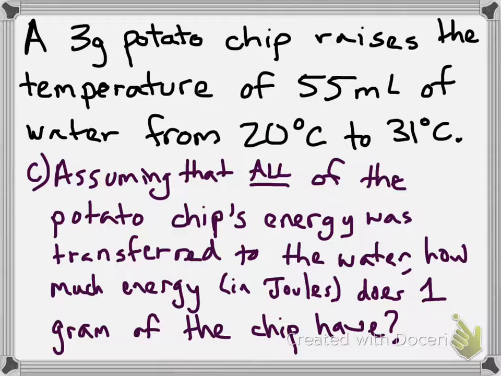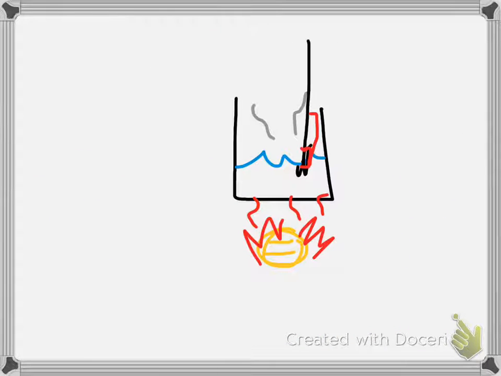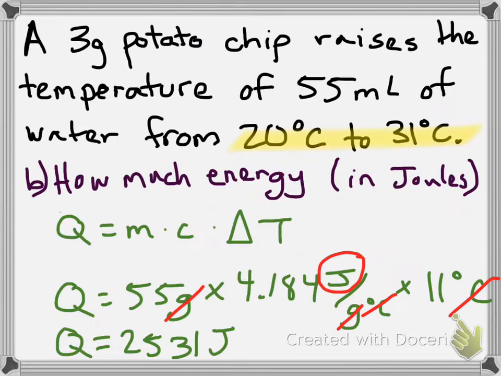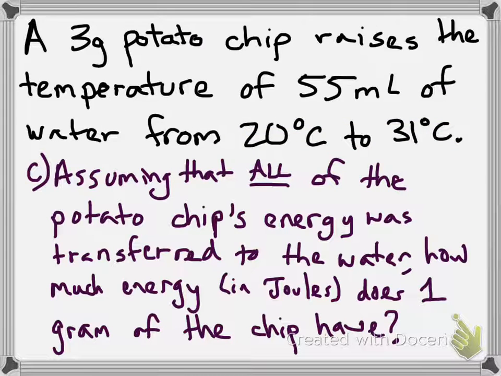So part C says, assuming that all of the potato chip's energy was transferred to the water, how much energy in joules does 1 gram of the chip have? So we're assuming that the entire potato chip here, all of its energy goes into the water. None of it is lost out here, and the whole potato chip burns. So, going back to question C, we are just looking for the energy of 1 gram of the chip.